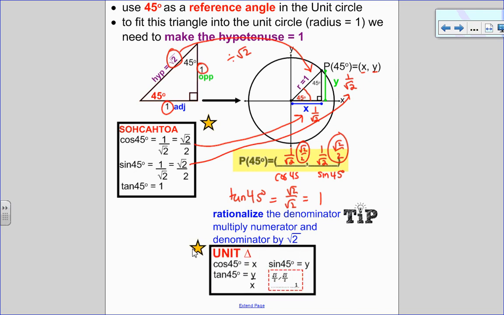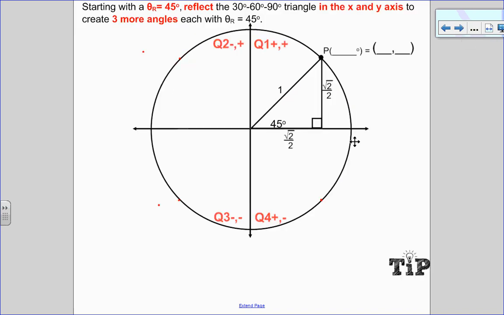So in terms of 30-60-90, our unit triangle, cosine of 45 is x, sine of 45 is y, and tan is y over x. So we're going to take this 45-degree triangle and put it in the unit circle. Because you guys get the idea of the reflections, this should not be that hard to do. So 45 degrees is root 2 over 2, root 2 over 2. And then I'm just going to go through and reflect these all about.